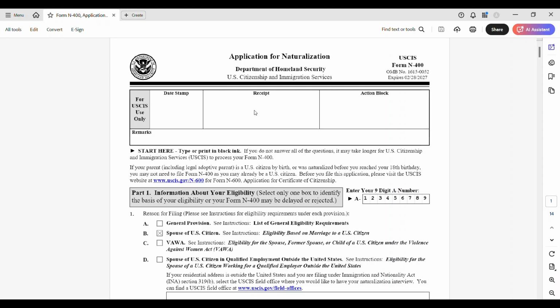We will be looking at the Form N-400, which is the application for naturalization. We will be completing this form to submit to apply for citizenship or to become a U.S. citizen.